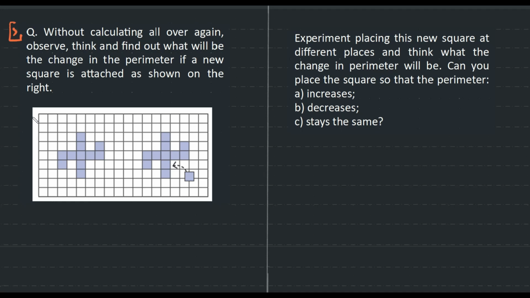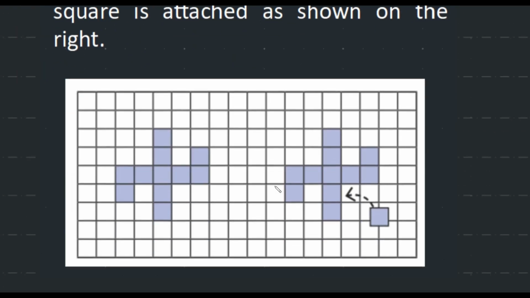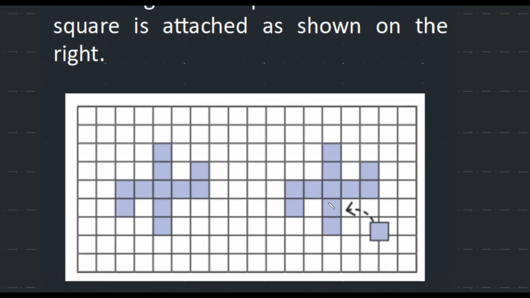Without calculating all over again, observe things and find out what will be the change in the perimeter if a new square is attached as shown on the right. Okay, so you have the following, right? You have a certain perimeter over here, and when we add a square, let me zoom in a bit, only then it will make sense, right? When we're adding a new square over here, what will be the change in the perimeter? What will be the new perimeter? We have to do it without actually going again and looking at the calculation, counting the sides.